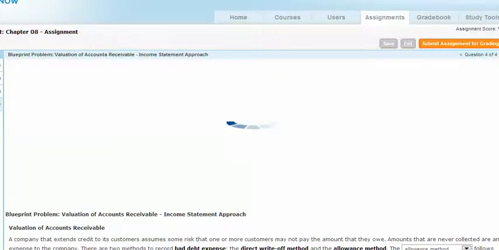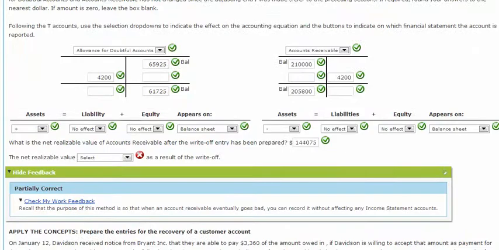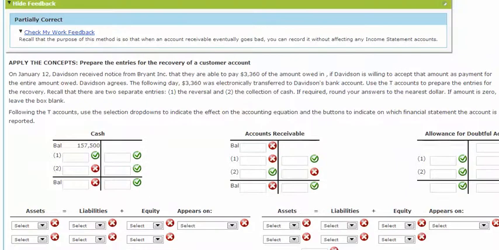Before I go any farther, I'm going to check my calculations. So I'm good there. The net realizable value does not change as a result of the write-off. We've just identified one account that we estimated would go bad, the $4,200, but there are still all those other accounts that we're estimating, so it doesn't change after the write-off.